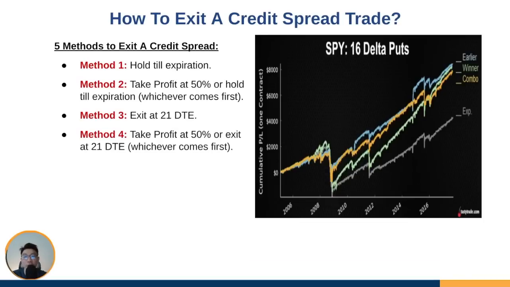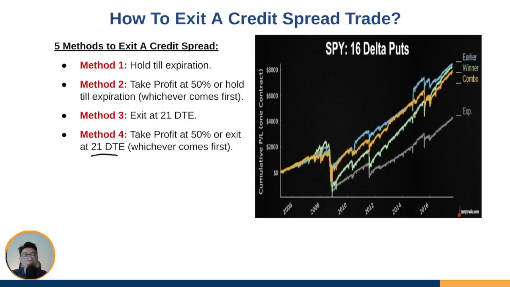Now, method number 4 is a combination of taking profit at 50% or exiting at 21 DTE. So it's similar to method number 2, right? Method number 2 is take profit at 50% or hold to expiration, so hold to expiration is the threshold, the longest holding point. Whereas for method 4, the longest holding point will be the 21 DTE mark. That means if by the time your trade reaches the 21 DTE mark, there are 21 days left to expiration, and you're not at the 50% profit point, then you close the trade, even though it's a loss.